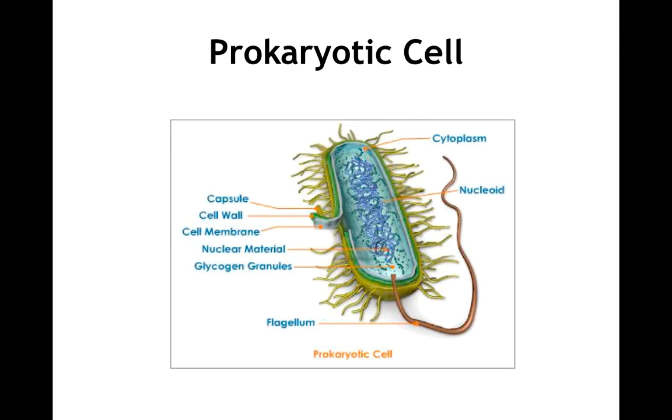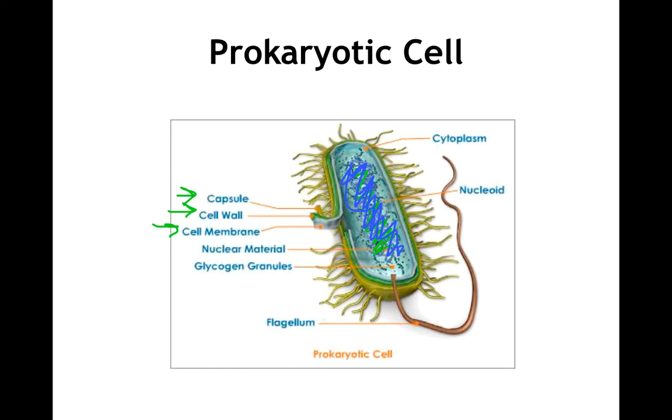So here's an example of a prokaryotic cell. If you have your drawing that you had for class, make sure that you have some of these things labeled. So we have the capsule here, the cell wall, and the cell membrane. So here's the cell wall, here's the cell membrane. Nuclear material, so it doesn't have that true DNA and nucleus.